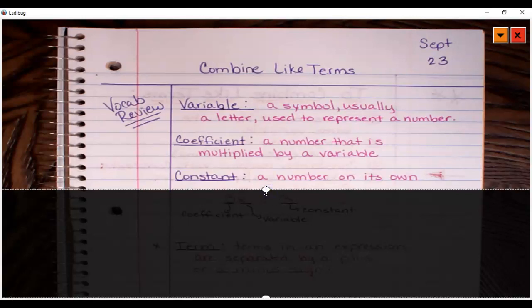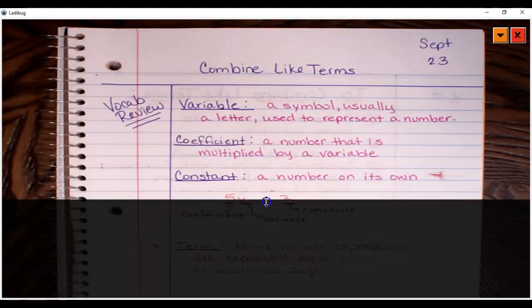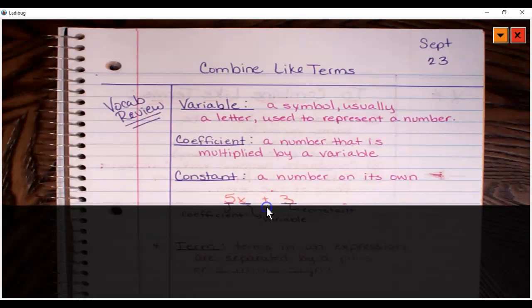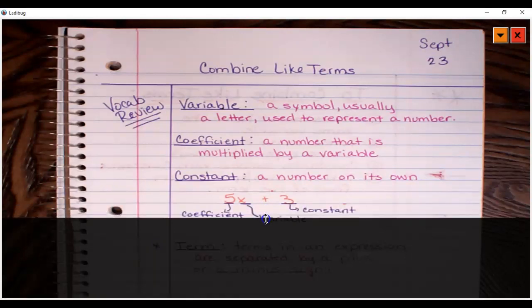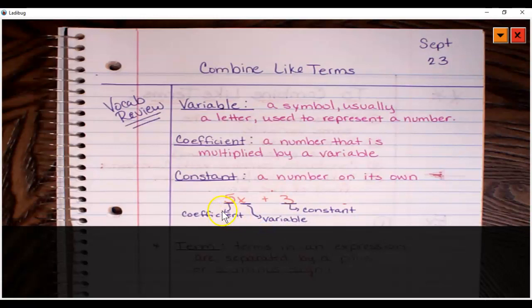So what do those parts look like when we put them into an expression? Right here, if I have 5x plus 3, let's label the parts of this expression. The 5 is going to become our coefficient because it is 5 times x. It is multiplying by the variable. The x, of course, is our variable. And the plus 3 is a constant. I'm always going to be adding 3 to whatever the value of 5 times x is. I'm always adding 3. That number did not change, so it is the constant.